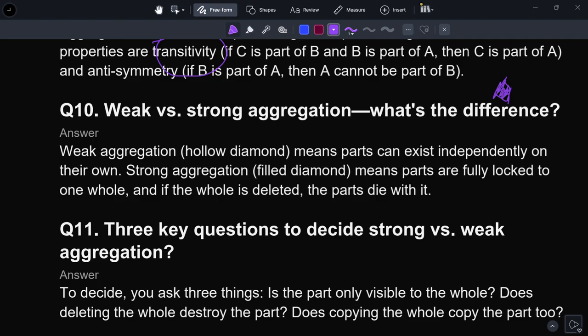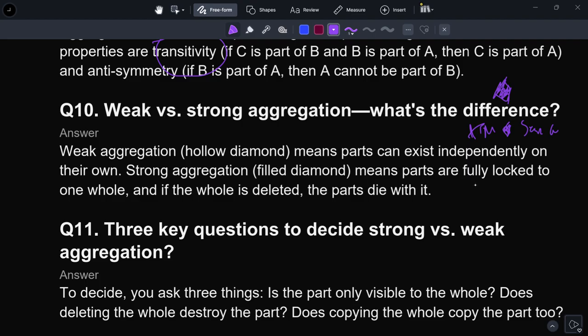Concrete ATM example, for example. ATM, for example, security guard. ATM is a weak aggregation to security guard. And for weak, this is a weak relationship because the security guard can independently exist. If the bank closes and demolishes the physical ATM, the security guard doesn't cease to exist. They just walk away and go back home or to a different branch.